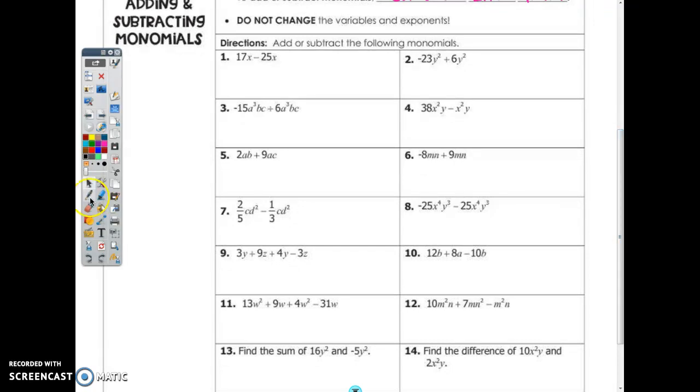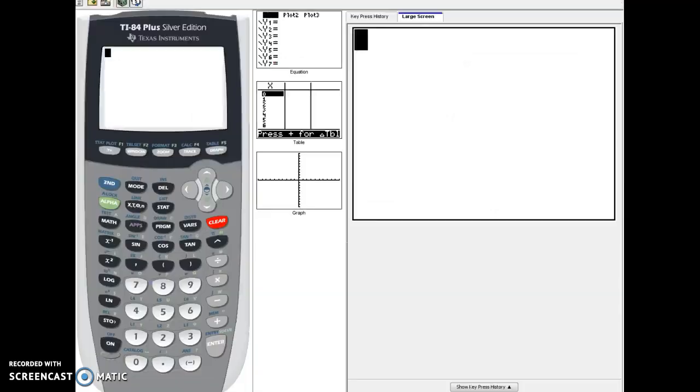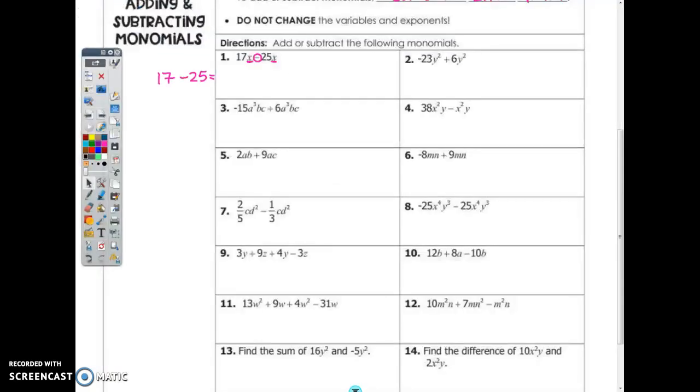We can start off with easy stuff like number 1, where it says 17x minus 25x. Because they both have an x, those are like terms, and you can do whatever the symbol says, which in this case is to subtract. So you would get your calculator, and you would just subtract 17 minus 25. See what it gives you. Okay? So 17 minus 25 gives you the answer that you will write on your paper. So you will write negative 8.